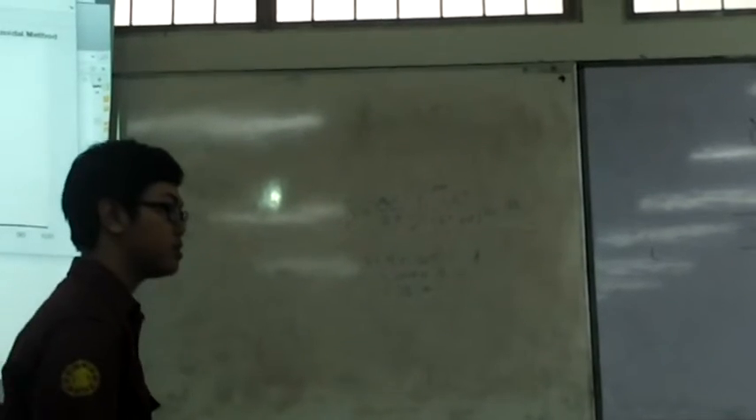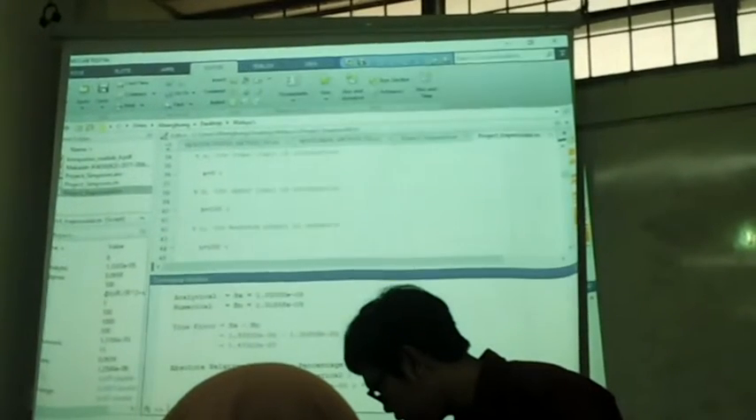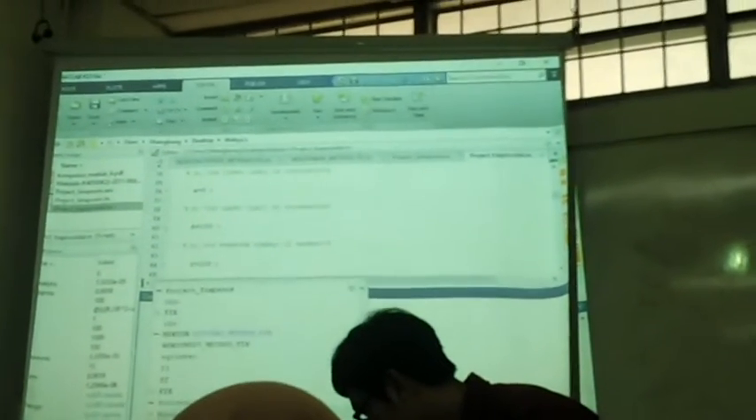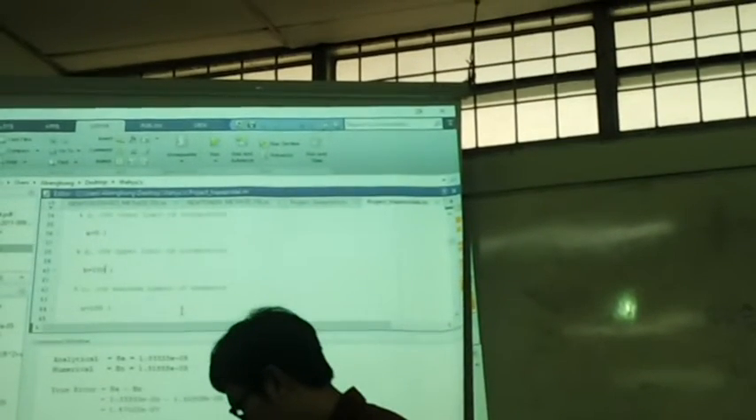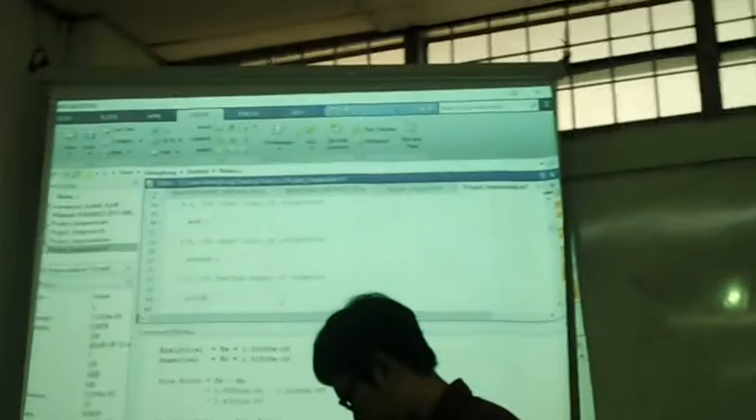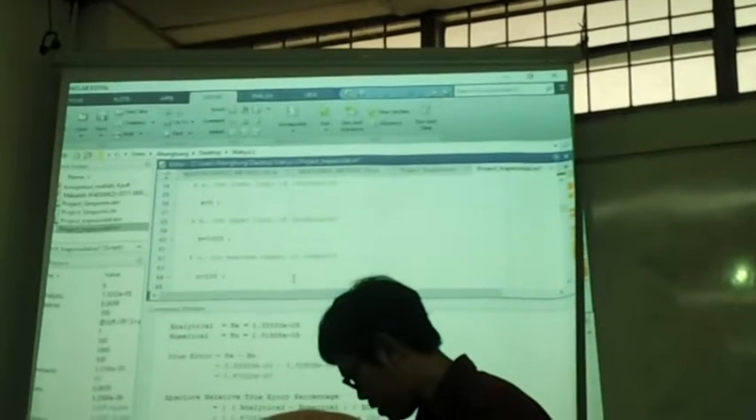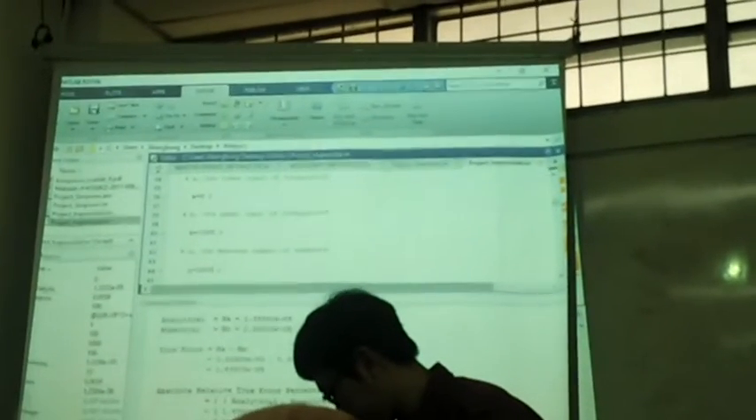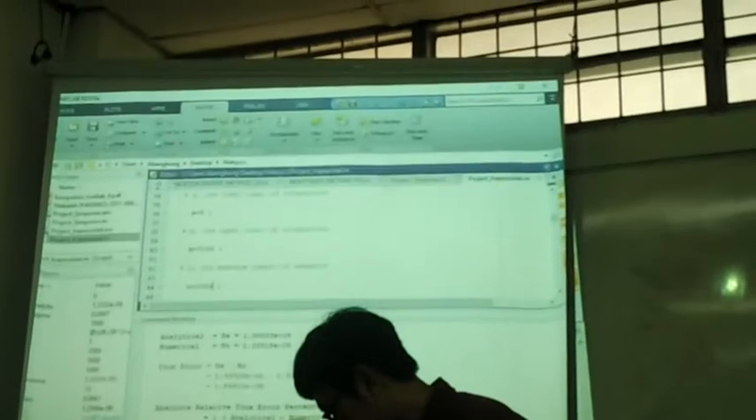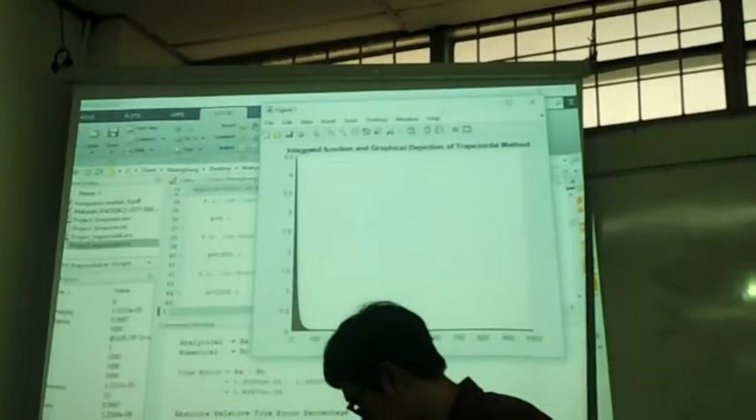100. First, the segment is 100 and we get the error is 1.1%. And when we increase the upper limit to 1000 and the number of segments to 1000, we get the error is 0.01, and this is the graphic.